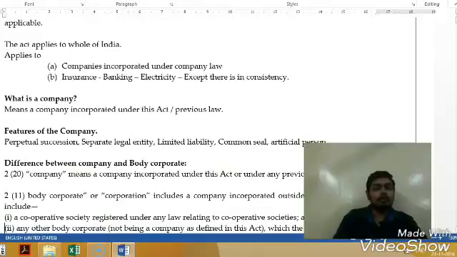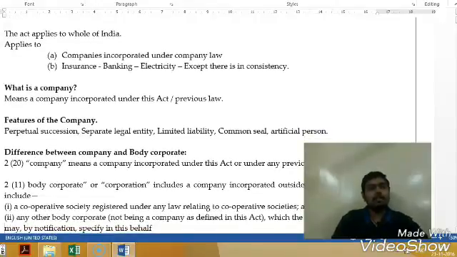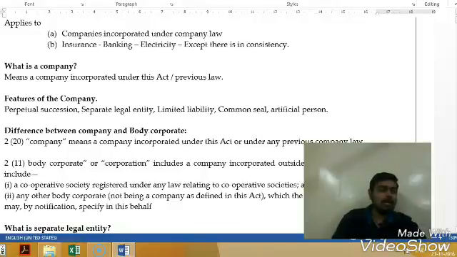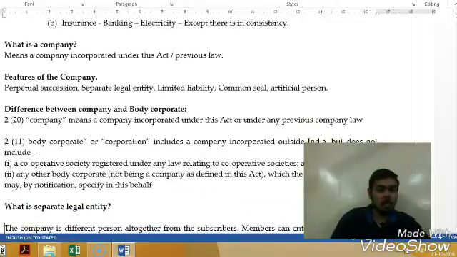It applies to companies incorporated under the Companies Act, or under earlier law also, like 1956 and 1913. The Act also applies to insurance companies, banking companies, and electricity companies, except where it is inconsistent with the Companies Act. Then what is a company? Company means a company incorporated under the Companies Act or any other previous law.